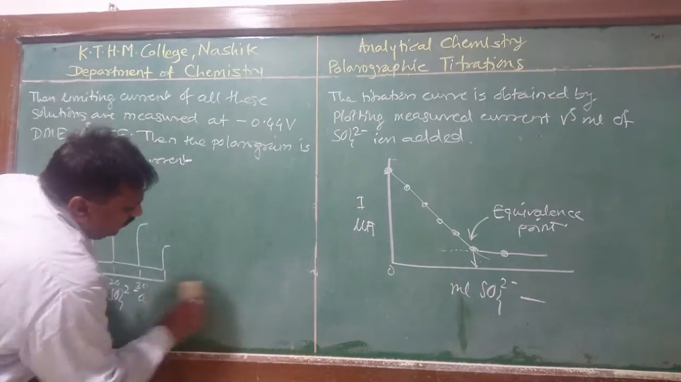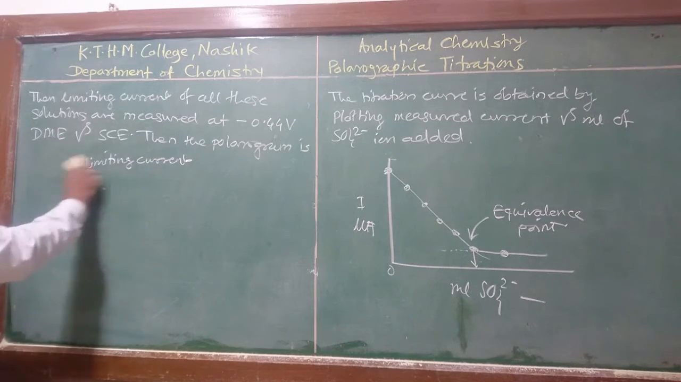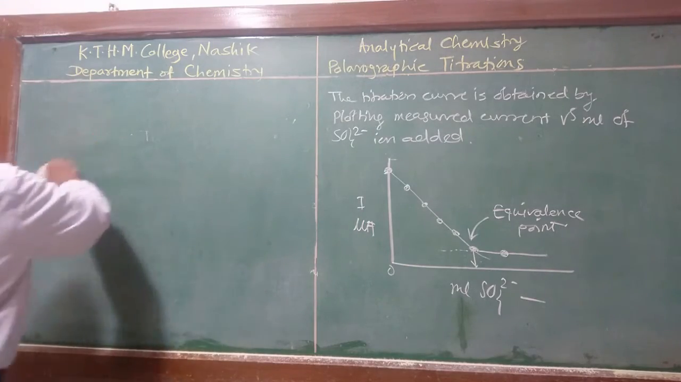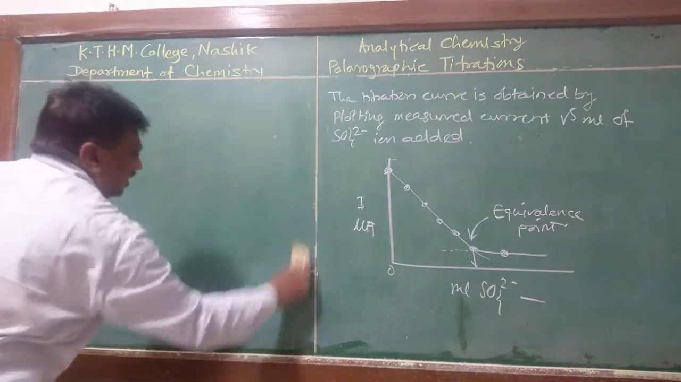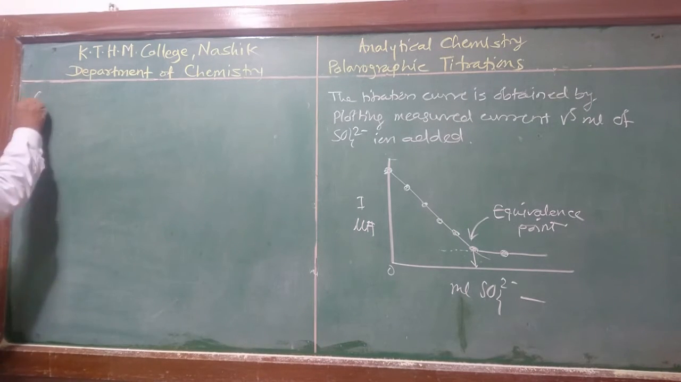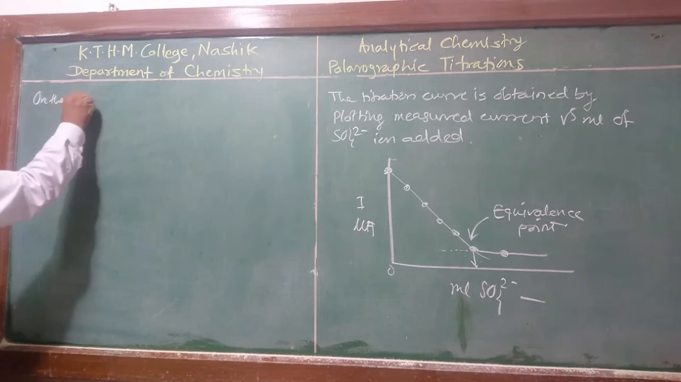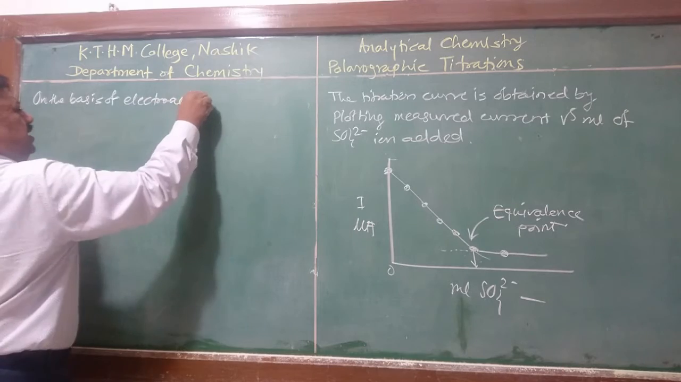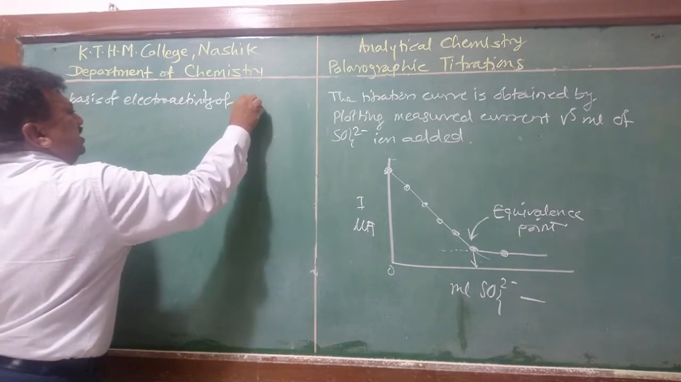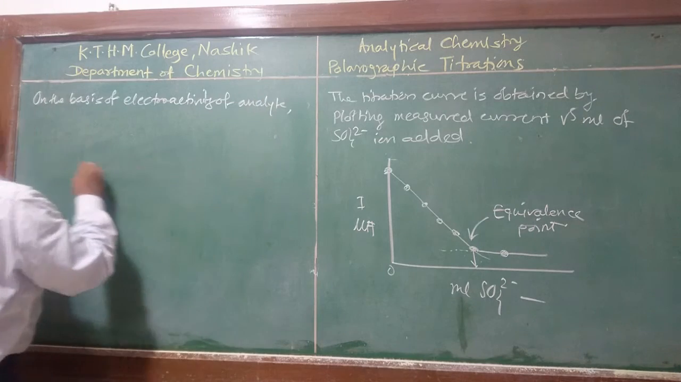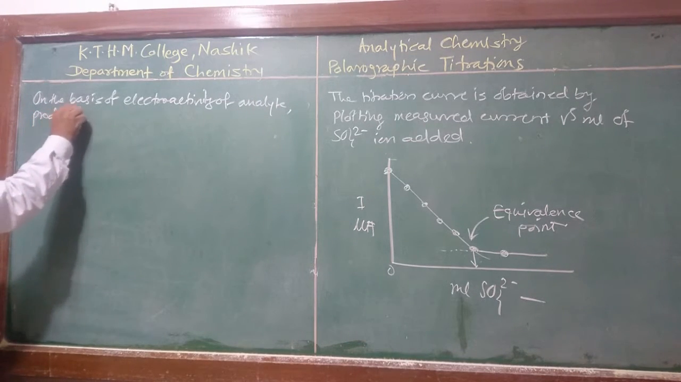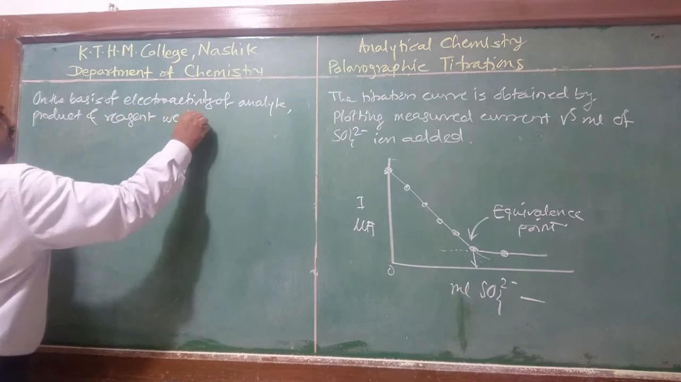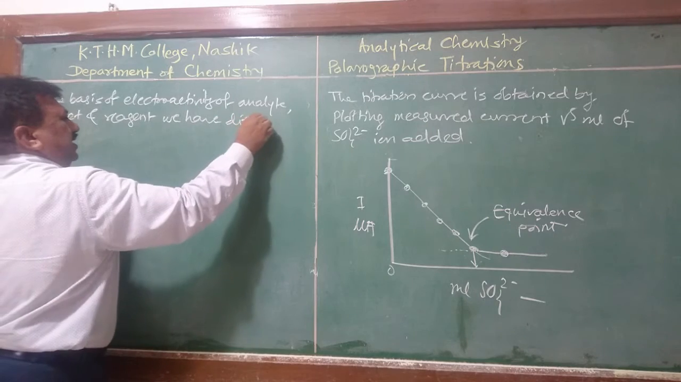On the basis of electroactivity of the analyte solution, reagent and product, these polarographic titrations are of different types. Therefore, on the basis of electroactivity of analyte, product and reagent, we have different polarographic titrations.